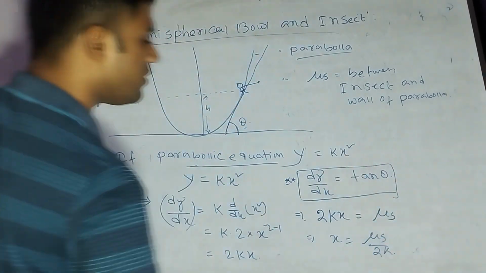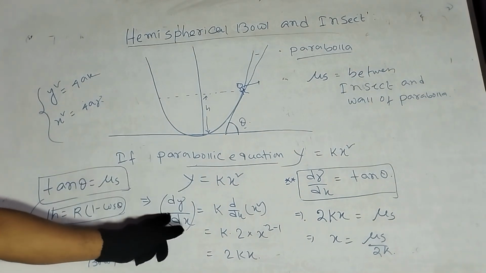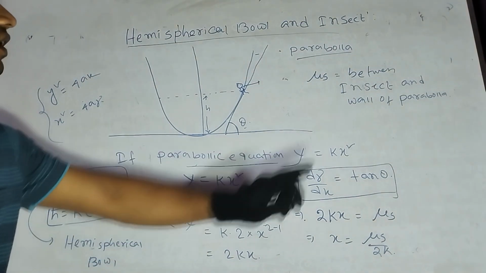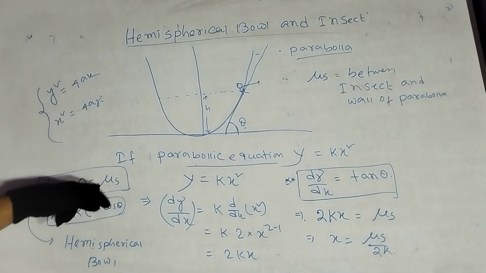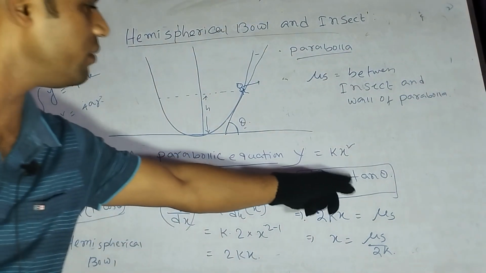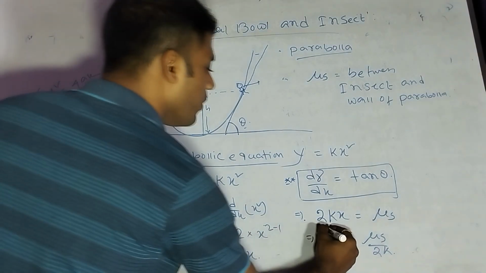The equation is solved stepwise. First, differentiate the parabolic equation, then dy by dx is equal to tan theta. Tan theta is also equal to mu s. Then replace tan theta with mu s, and the x value is given.